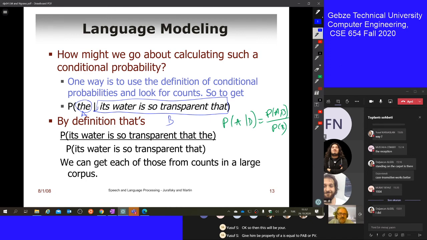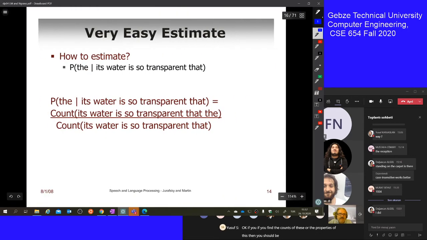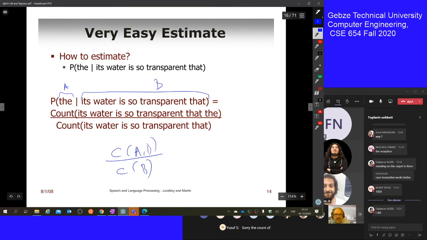Okay, so count how many times "its water is so transparent that" appears, and count how many times "its water is so transparent that the" appears, and divide them. That's what the formula says. If you find the counts of these or the probabilities of these, then you should be fine. So that's the formula. Again, this part is A and this part is B. It is count of AB over count of B.